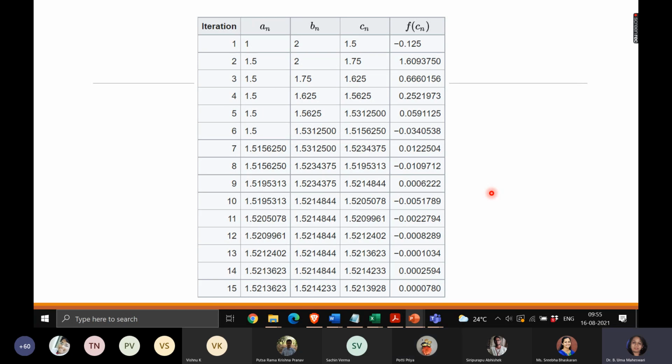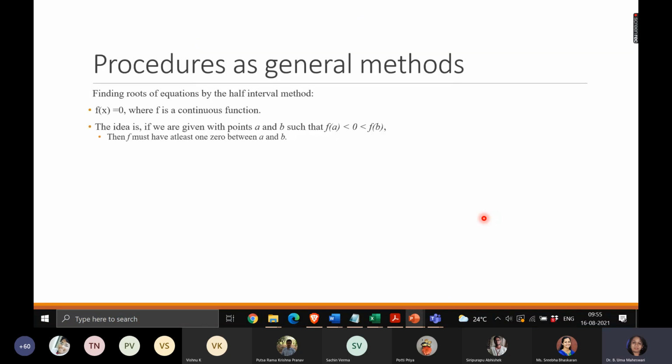So now this bisection method is also called the half interval method. By seeing this iteration, we can remember that it is something like a binary search. So this bisection method can also be called the half interval method, or we can also say the binary search method. Okay, so now let us go for writing the procedure.